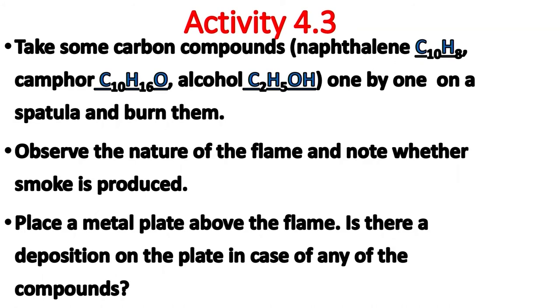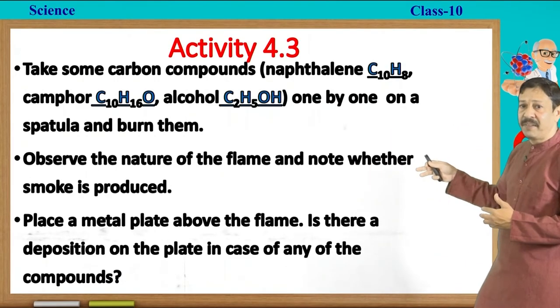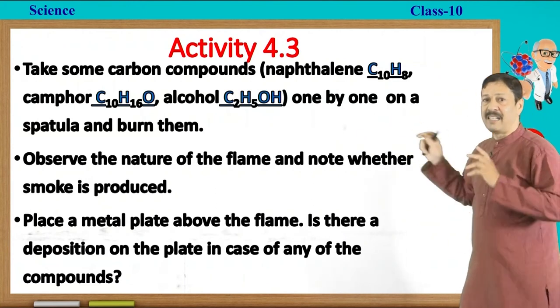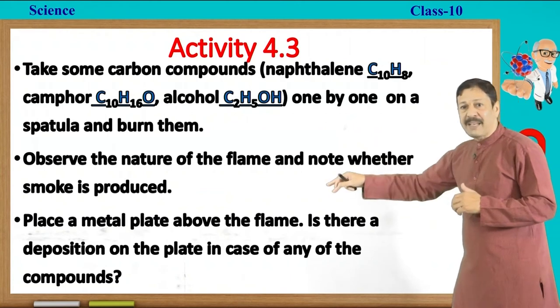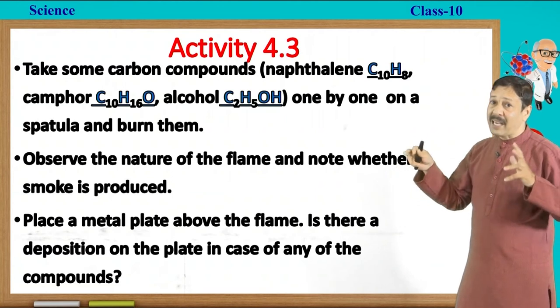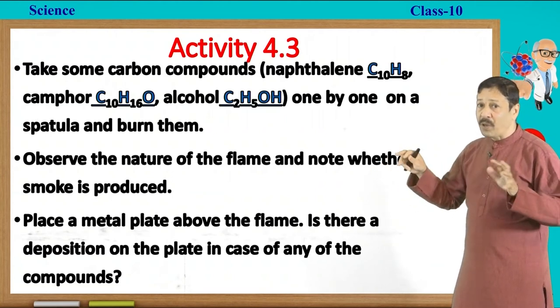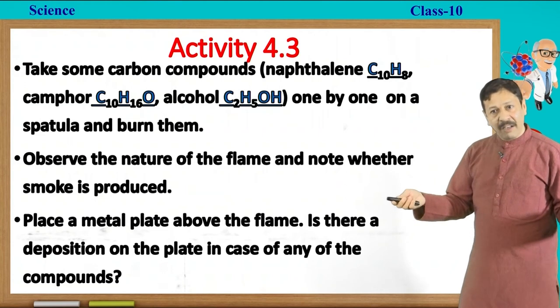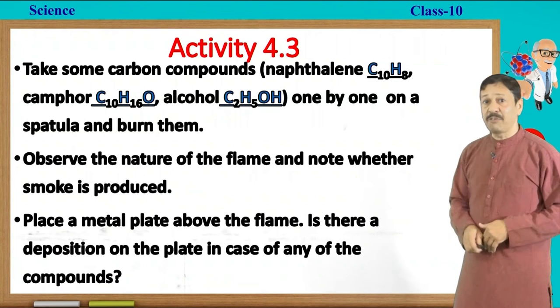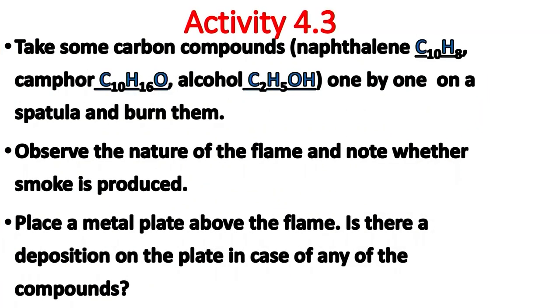Observe the nature of the flame, whether it burns with black smoke or not, you have to check. Observe the nature of the flame and note down these things. Then also place a metal plate above the flame, check. You are getting a black deposition over the plate. Then you have to check what is that, whether saturated or unsaturated. See, based on the flame we can tell many things. How to do this one?